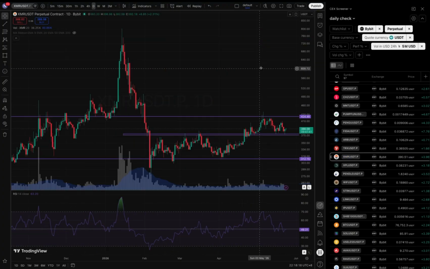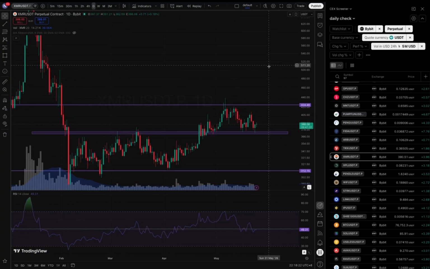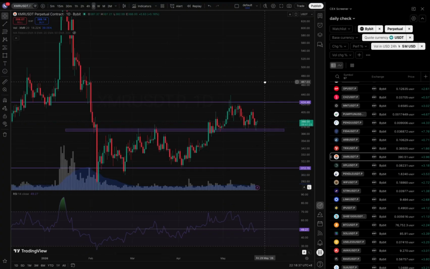SMR, what is this doing? Might go higher, right? This is support. It's not like the other coins with clear broken down structure. Maybe this would make a double bottom, 1, 2, and then go up, right? So I think Monero is in a good place to trade.